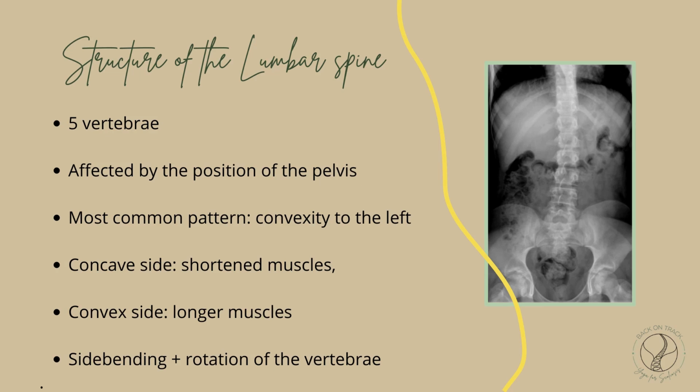The general rule is that the muscles located on the concave side of the curve are shorter than those on the convex side that are stretched out. We will come back to this later. The side bending of the spine comes together with the rotation of the vertebrae in the same direction, which makes the convex side look more prominent than the concave side.